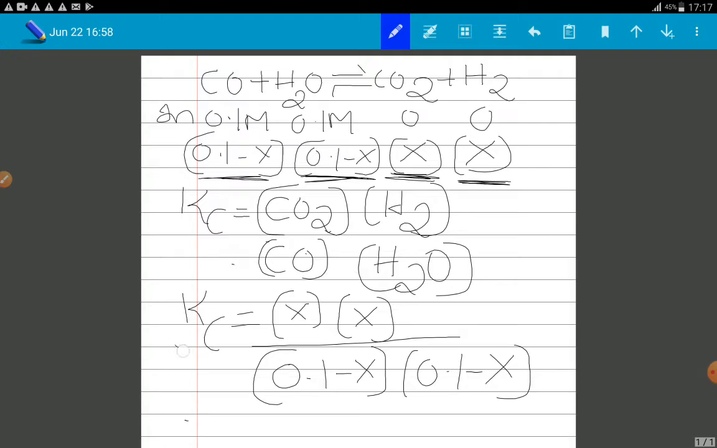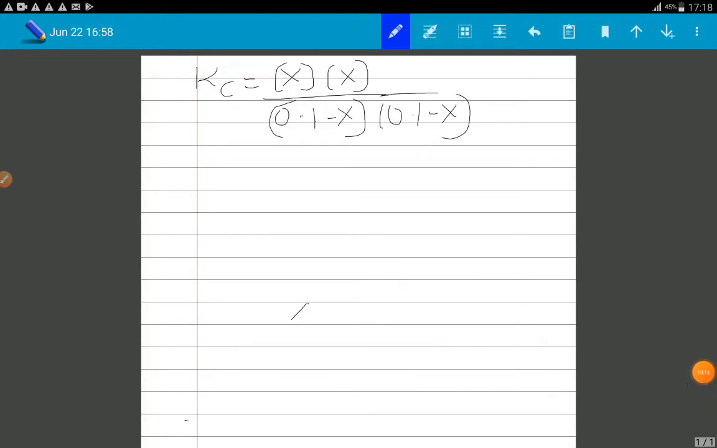Okay, now we already have the Kc value. Let us see how much is given. The Kc value given is 4.24. Now if you go for the simplification, x into x gives x square. In the denominator, 0.1 minus x times 0.1 minus x, I am going to write as 0.1 minus x whole square.